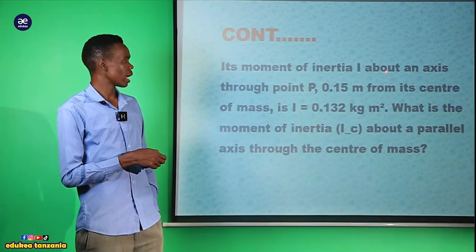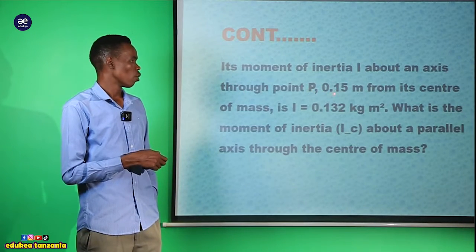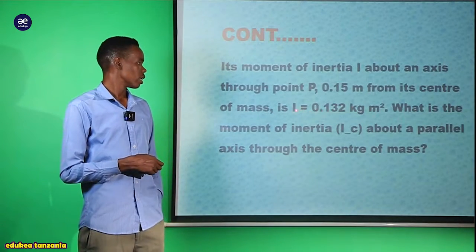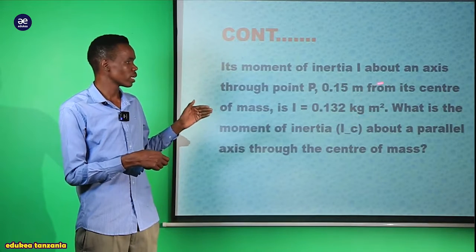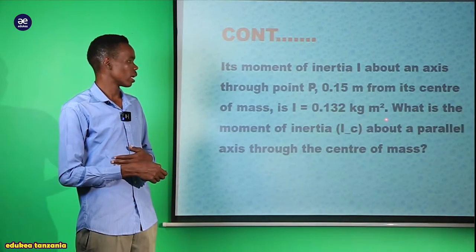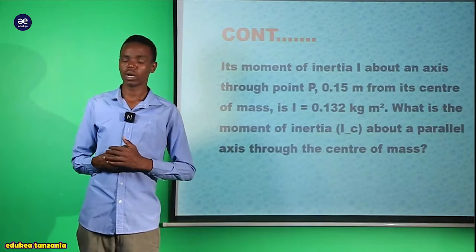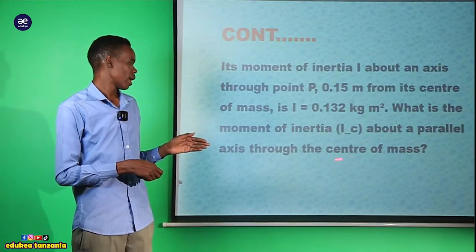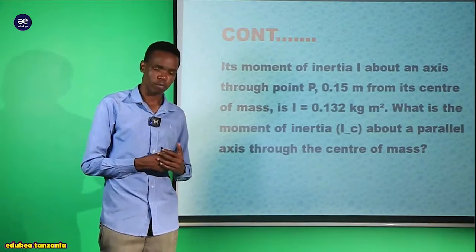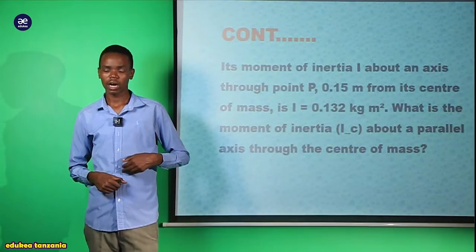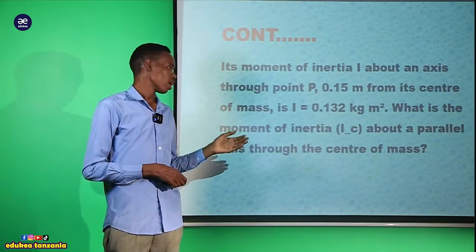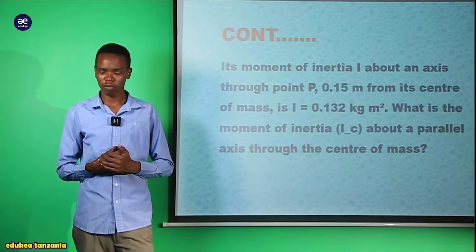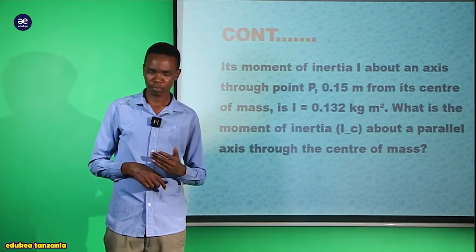So the moment of inertia I about an axis through the point P, 0.515 meter from the center of mass, is I. The moment of inertia through the center we have been given equals 0.13 kilogram meter square. So what is the moment of inertia about a parallel axis through the center of mass, as we have been asking? How can we get the moment of inertia about the axis through the center of mass? That is what we are going to see.